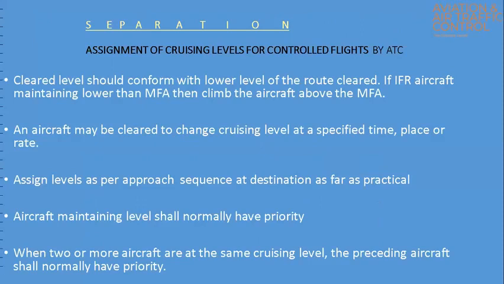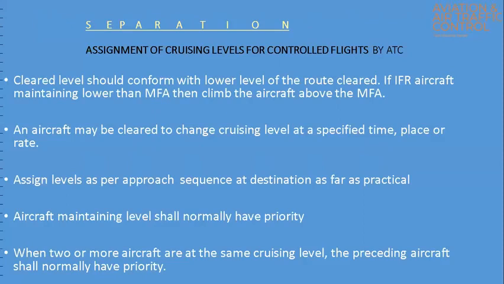An aircraft may be cleared to change cruising level at a specified time, place, or rate. Assign levels as per approach sequence. So if an aircraft is number 1 in the approach sequence, allot him the lower level, and so on. The aircraft maintaining that level shall normally have the priority.